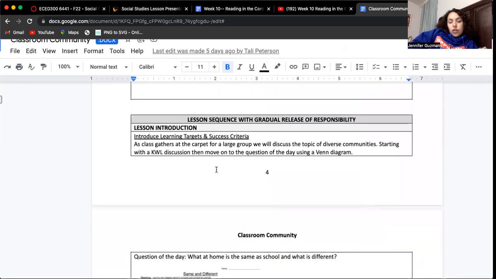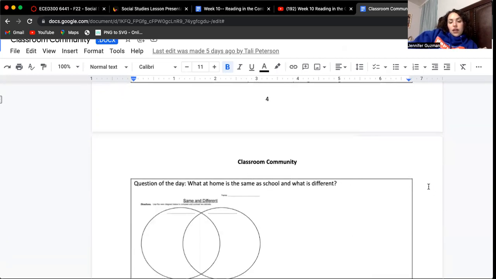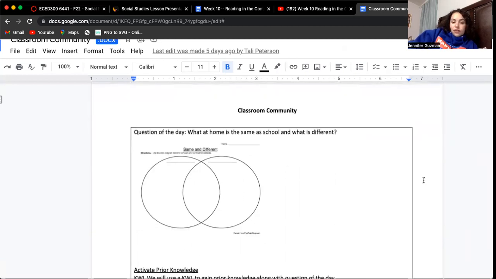So, introduce learning targets and success criteria. As class gathers at the carpet for a large group, we will discuss the topic of diverse communities, starting with a KWL discussion, then move on to the question of the day using a Venn diagram. So question of the day, what at home is the same as school and what is different?